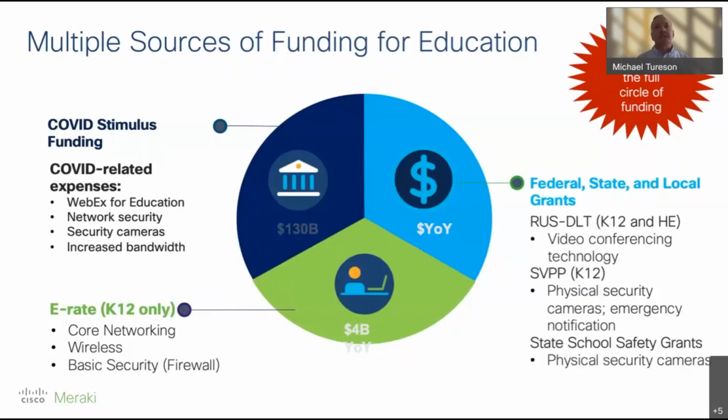So we have the COVID stimulus funding. The COVID related expenses that we can use this for are WebEx, network security cameras, and also increased bandwidth. But we also can utilize E-rate to help make the network a lot more robust, being able to bring in a lot more bandwidth so that you can now take care of all of the applications and solutions that are running across there. And then later on, I think we'll have another webinar that will cover federal, state, and local grants to round out this circle of funding. But today we want to focus on the stimulus funding and the E-rate funding and creating a strategy around that.